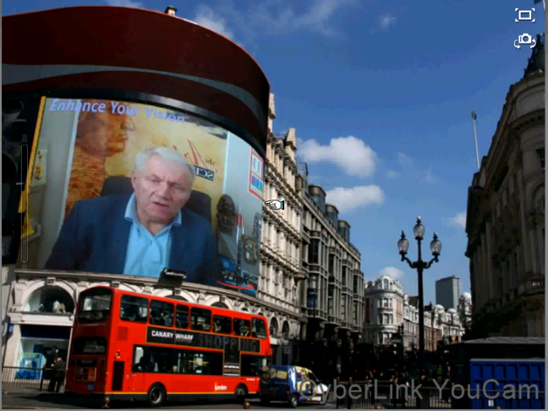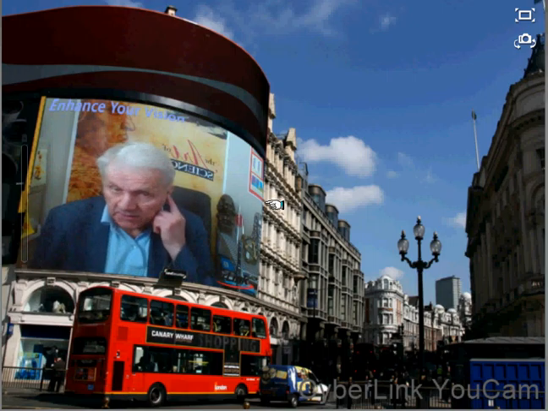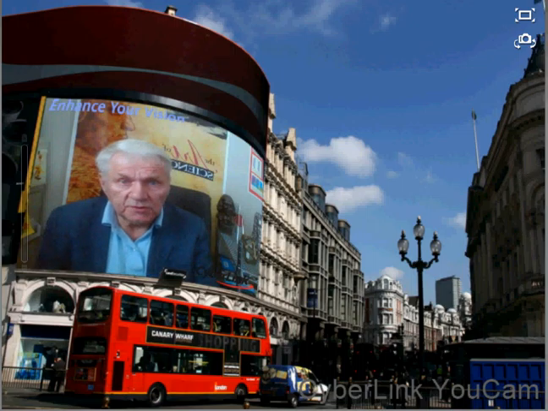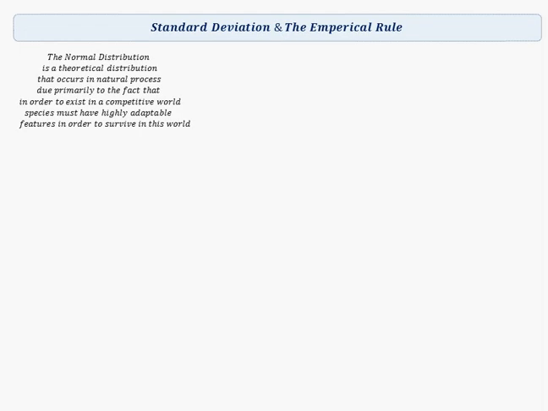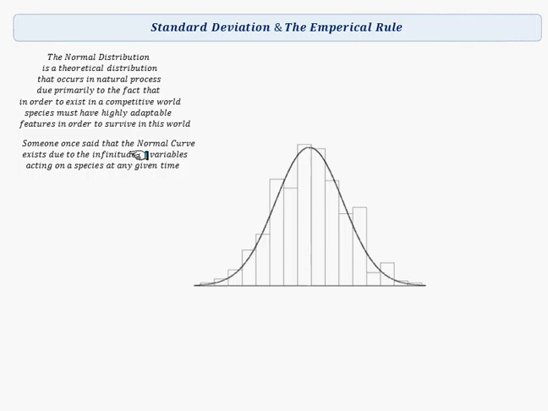We're coming to you from our offices in the downtown core, and today's topic is the normal distribution. Let's begin. This is presentation 6.1a, the aspects of the normal distribution, and this material is found in your textbook, chapter 6. We want to talk a little bit about the normal distribution, and we have some information on the screen here. Please feel free to stop the video at any time and take notes as required.